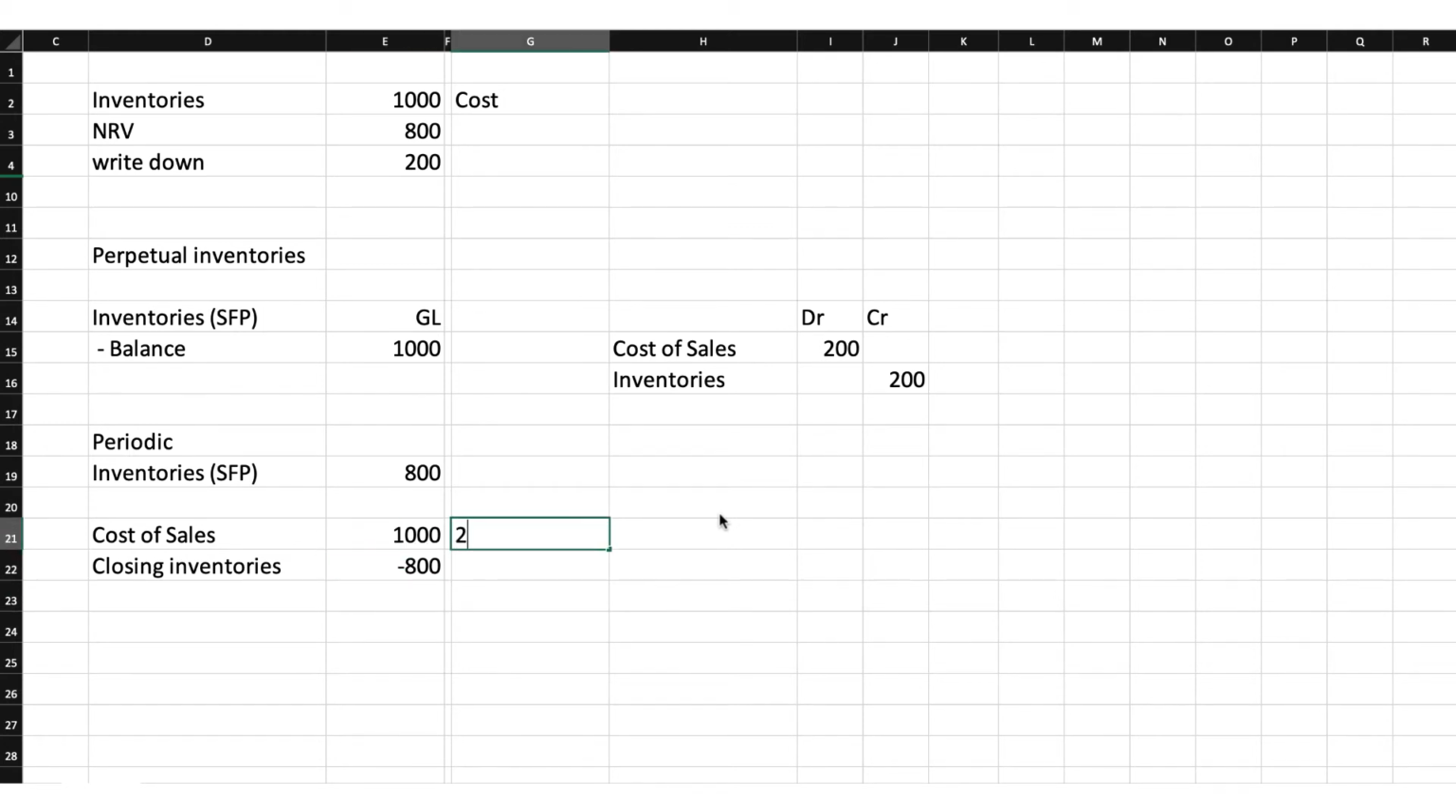What is the net effect there? R200 expense left in the income statement. We've just achieved the same with the periodic system as we would with the perpetual system. Do you see that? So with the perpetual system, we start with 1,000, we write it down with 200, I then get a balance at R800.